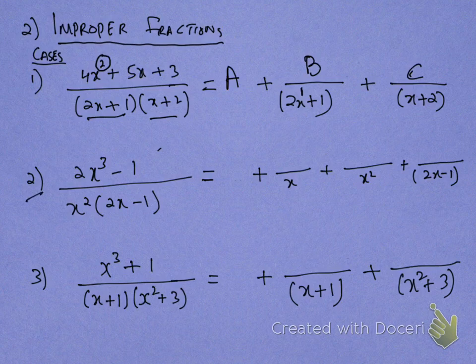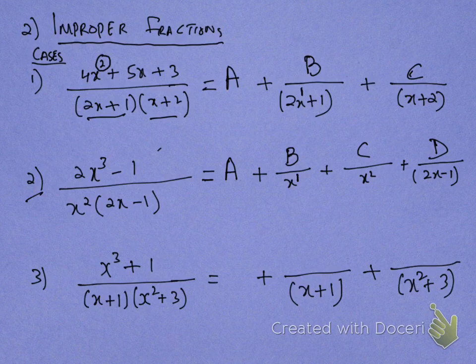Case 2. The denominator has a linear factor and a repeated linear factor. Since this fraction is improper, it must start with a constant. Write the repeated linear factor first with power 1, then write the repeated linear factor with power 2, and then write the linear factor. See, all factors are linear, therefore we must have constants in their numerators.